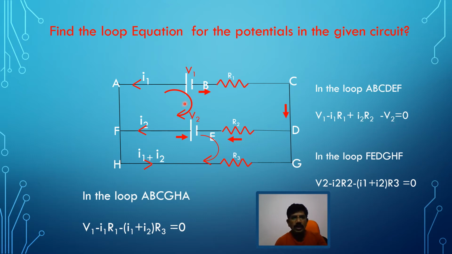Now this is the clockwise direction, but the current is flowing in the opposite direction. So both the arrows are opposite, so I have written minus V2. So their algebraic sum is 0. Next, consider another loop.